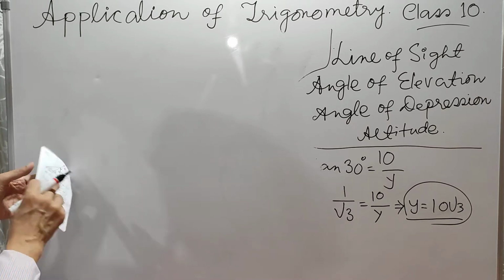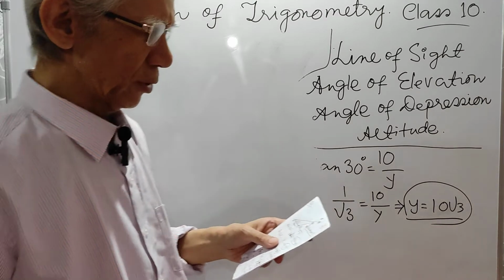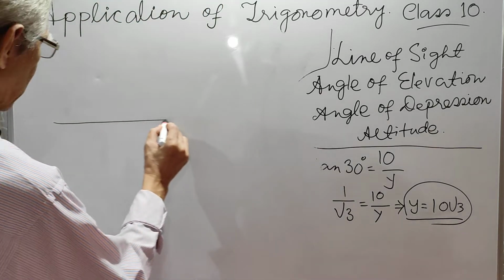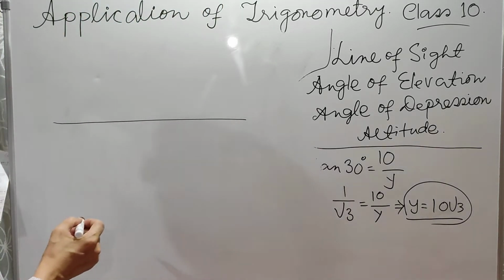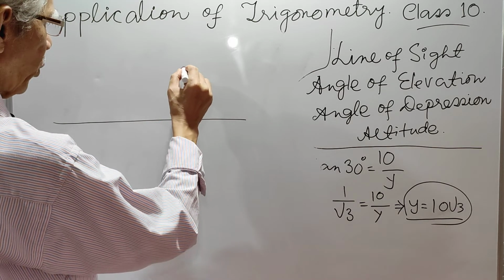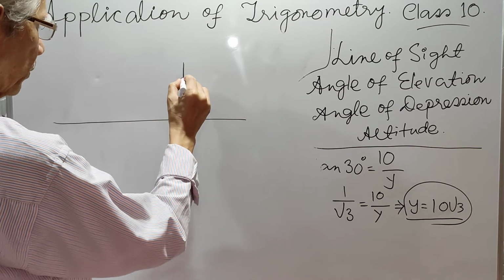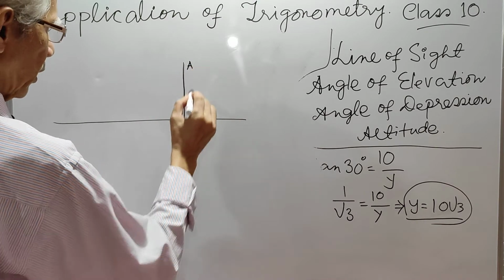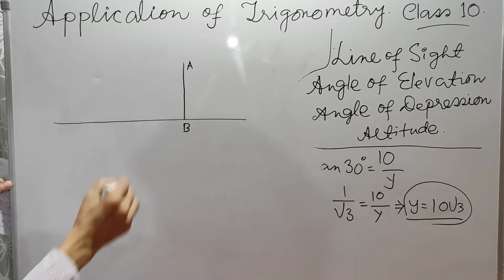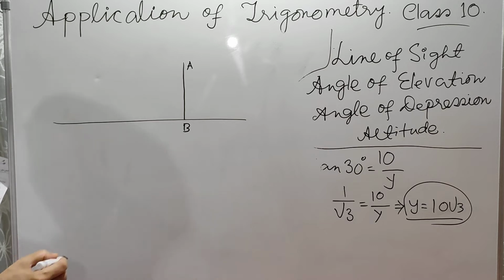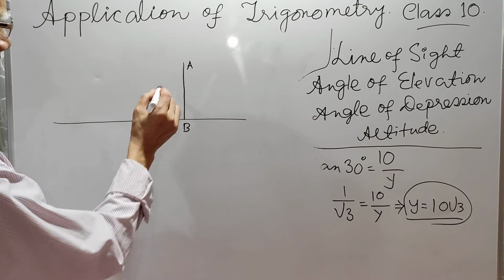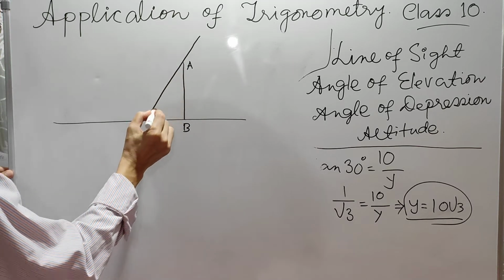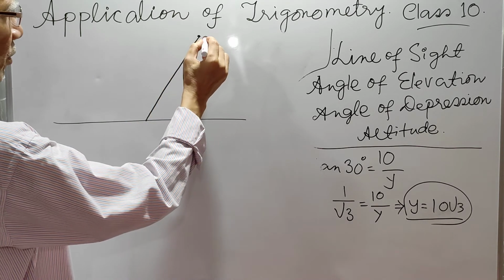Next diagram. Yes, this is about the altitude of a star. Now this is the ground. This is a pole. So AB is a pole. Then this is the position of the sun. So this S is the position of the sun.